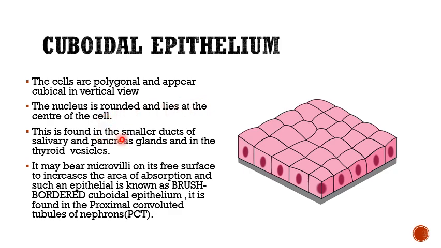They are found in smaller ducts of salivary and pancreas glands and in the thyroid vesicles. It may bear microvilli on its free surface. So this is the free surface. They have some microvilli, meaning finger-like projections, which increase the area of absorption, and such epithelium is known as brush-bordered cuboidal epithelium. Where is it found? In the proximal convoluted tubules of the nephron, that is PCT.